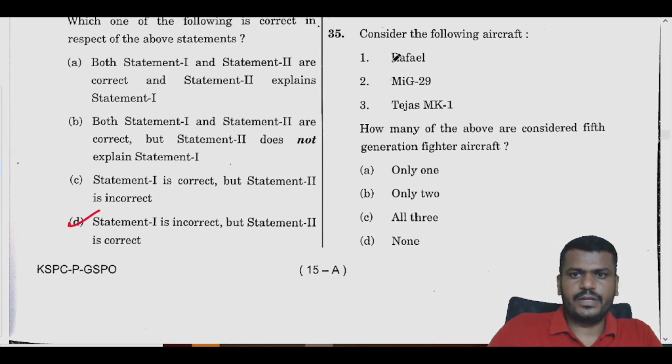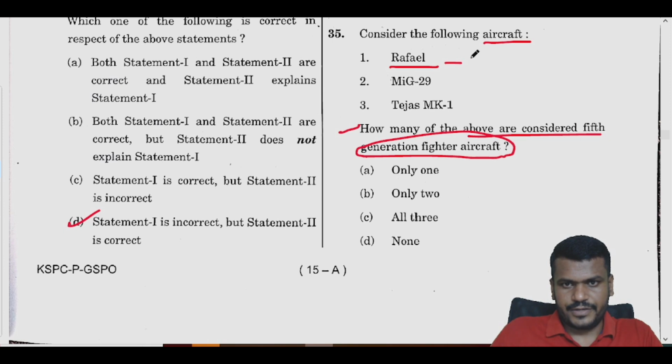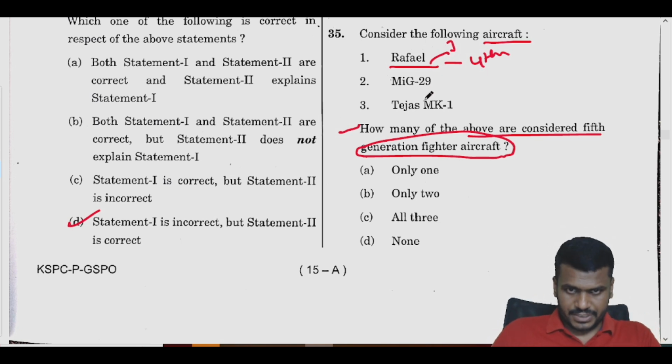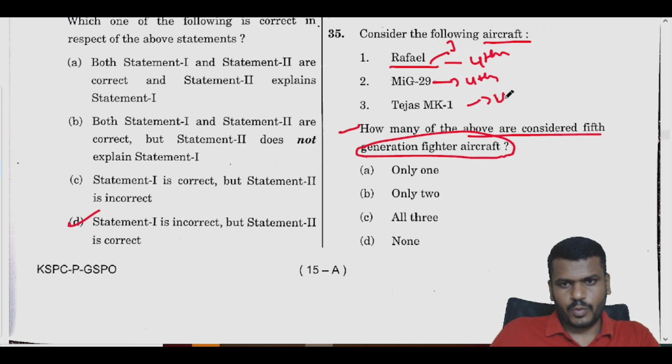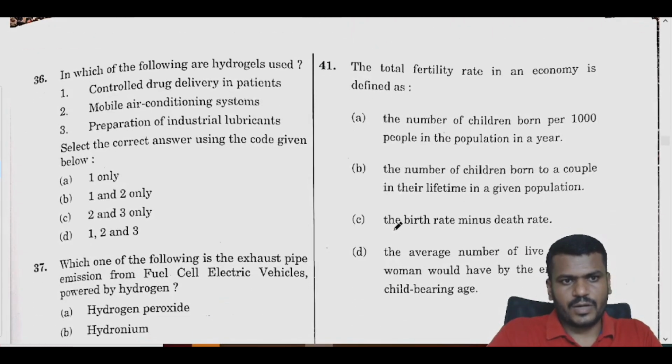And next, consider the following aircraft. Okay, aircraft. Rafale. What is the question? How many of the above are considered fifth generation aircraft? Okay, they are asking about fifth generation aircraft. Rafale, definitely fourth generation aircraft. Okay, from which country we purchased it? Please write it down in the comment box. MiG-29. Okay, again fourth generation aircraft. Tejas is also fourth generation aircraft. These all are fourth generation aircraft. They are asking about fifth generation aircraft, guys. Okay, so that's why the answer is none of the above. Okay, remember always and how to eliminate it.